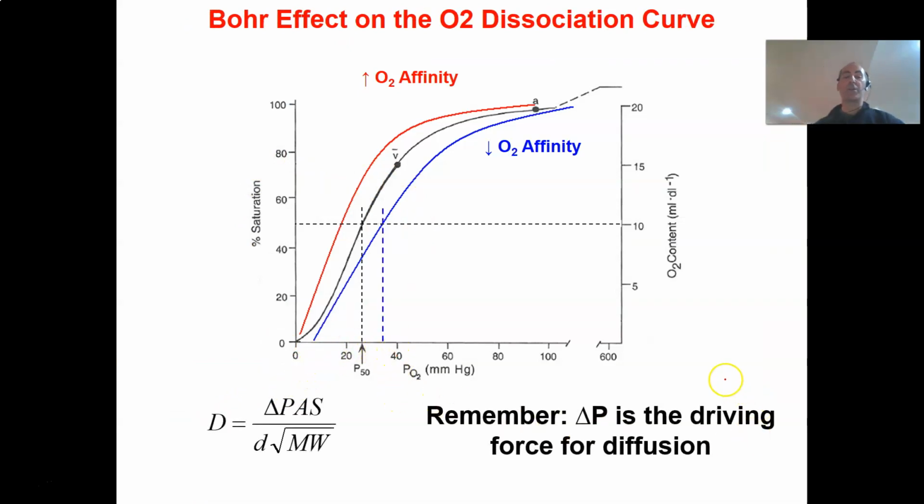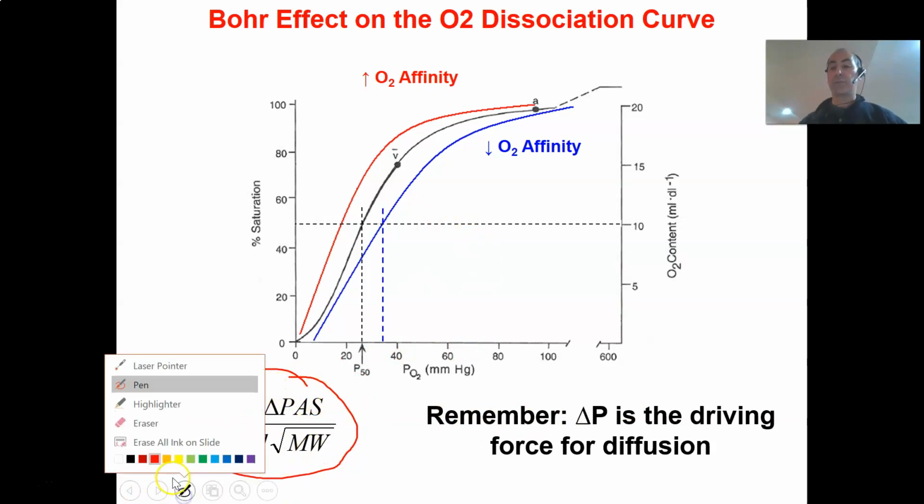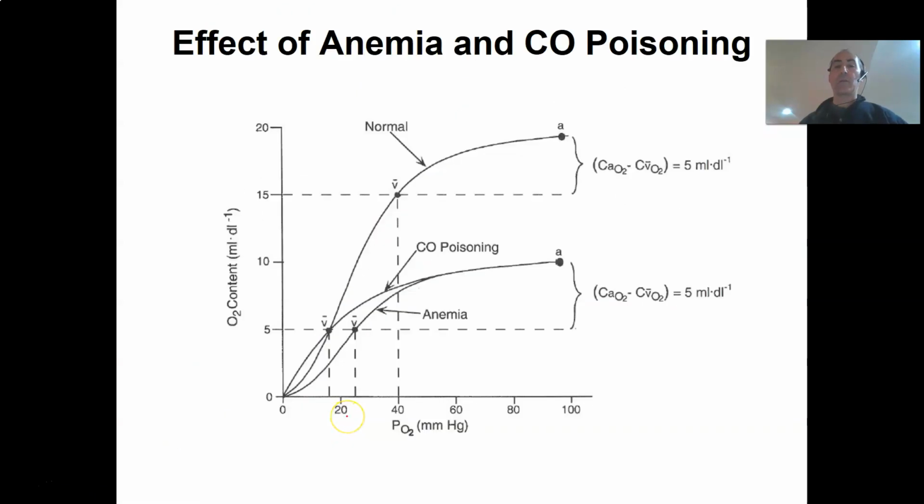Remember that the change in pressure is the driving force for diffusion for this equation. So having a rightward shift is going to cause more diffusion. Anemia and carbon monoxide poisoning. So the bottom line is there are some slight differences here, but for what you need to know, both of them severely blunt the total number of spots available in red blood cells to bind oxygen.